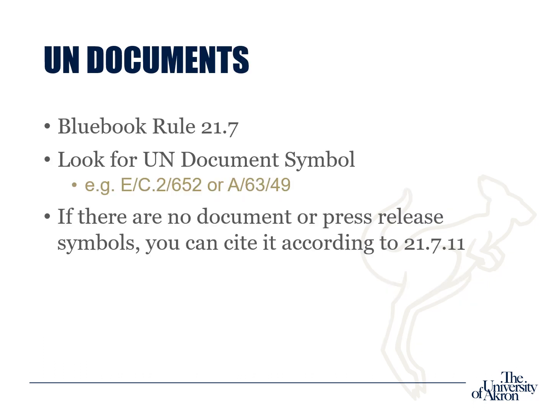The important thing to know about UN documents is that they have their own numbering system, and it's fairly complex. You don't need to understand it or be able to generate it in order to use it, though. You'll want to find a document number that usually has a few slashes in it, like you see on the screen. That UN document symbol is the key to findability, and then you just follow the Blue Book rule. UN documents are all in Blue Book Rule 21.7.